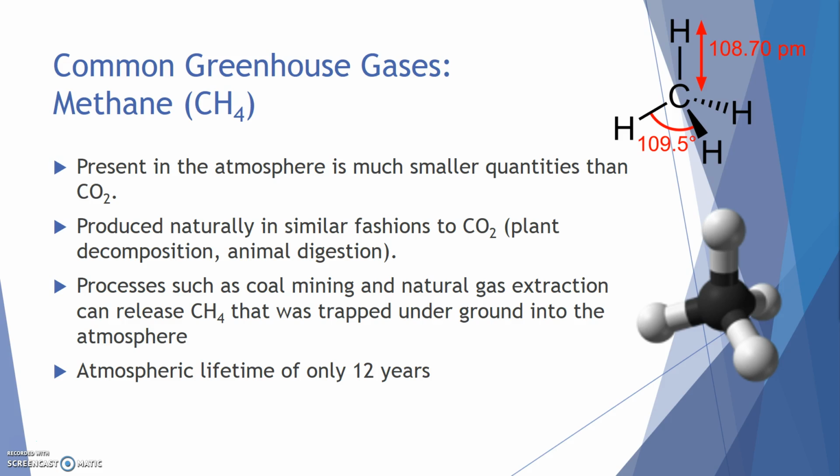Next up will be methane, CH4. It's present in much smaller quantities than carbon dioxide. However, it's much more potent in that it can absorb 23 times as much thermal energy. Produced similarly to carbon dioxide, through plant decomposition and then animal digestion. There are some bacteria, for example, that produce methane as a byproduct.